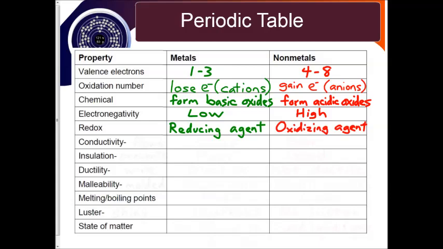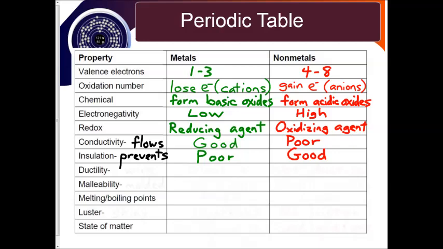Now, conductivity. Conductivity is the ability for electrons to flow. Metals are very good at letting electrons flow through them. That's why we use them for all our wiring and stuff. Nonmetals, however, are poor conductors of electricity. Now, insulation prevents flow of electrons, so the opposite is going to be true. Metals are very poor at insulation. Nonmetals are very good insulators.